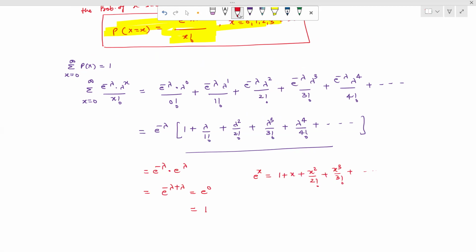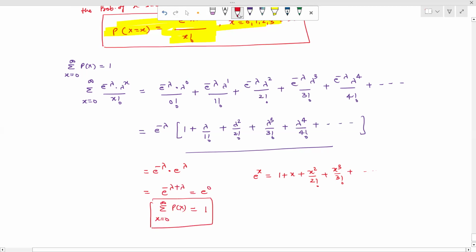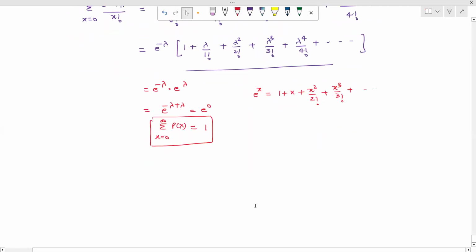So e raised to the power 0 is 1. So now we have proved the sum of all the probabilities, that is, the summation of x equal to 0 to infinity of p of x, is equal to 1.